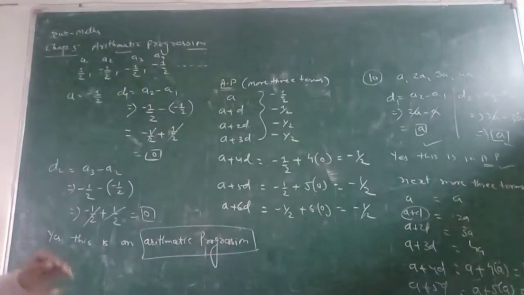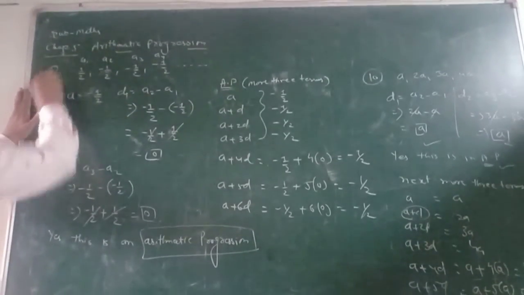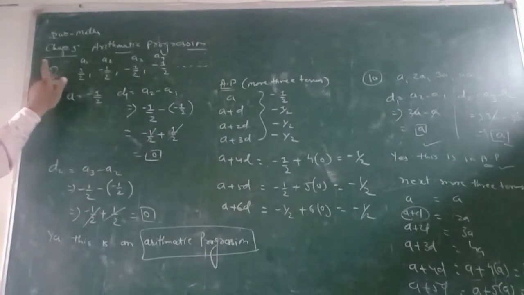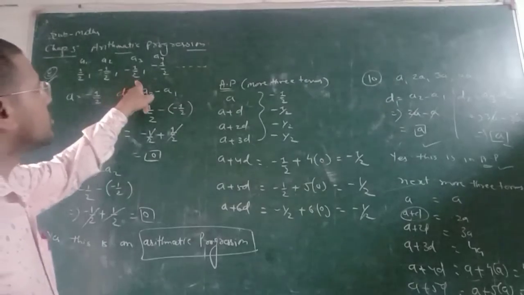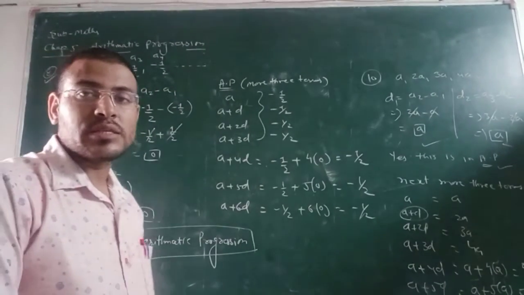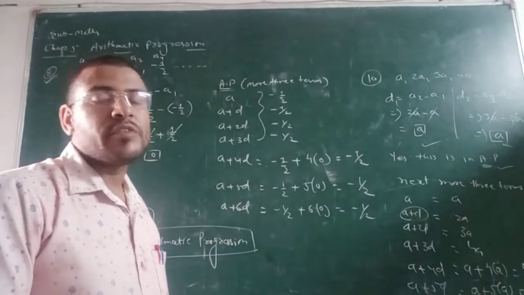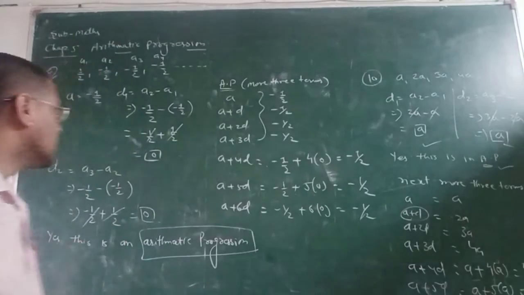You can see question number 8 given in exercise 5.1: minus 1 upon 2, minus 1 upon 2, minus 1 upon 2 and minus 1 upon 2. In each case, we have to find out whether they are in arithmetic progression. If yes, then find three more terms. Alright, so let's start.